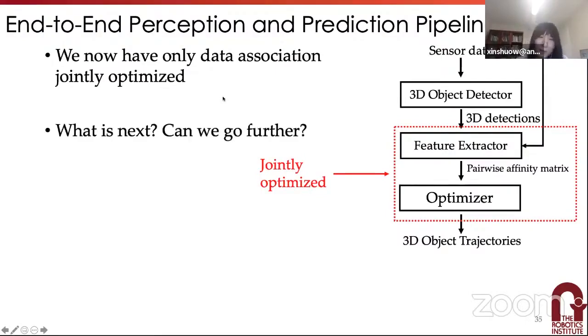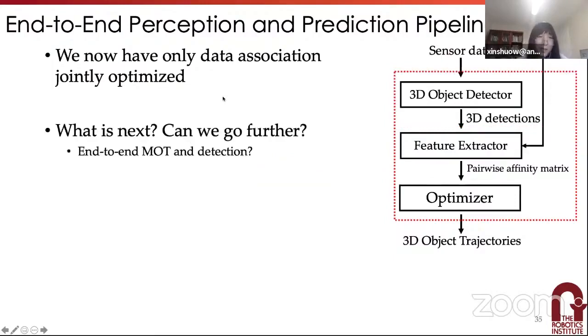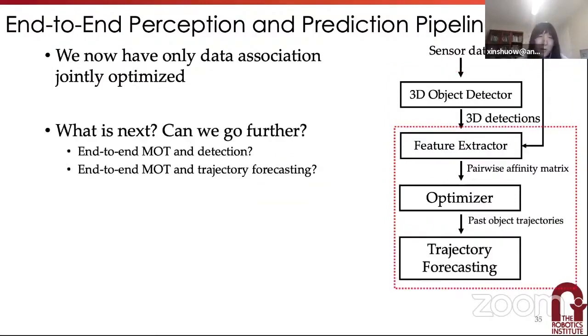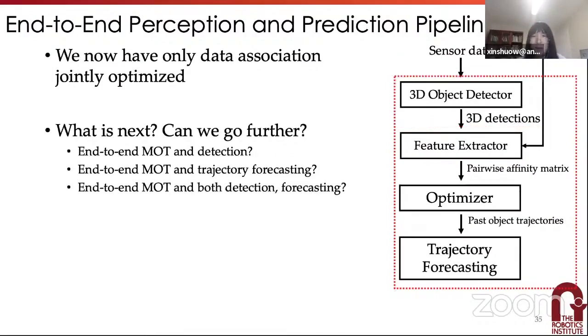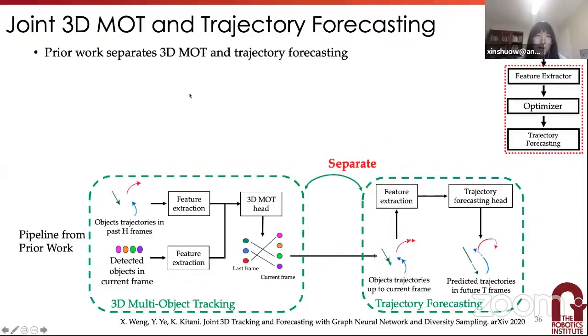For example, can we do end-to-end for detection and MOT? Or can we do trajectory forecasting and MOT? Or can we do end-to-end for all of them? Well, the answer is yes. And we did one of our recent works by implementing a joint 3D MOT and trajectory forecasting.